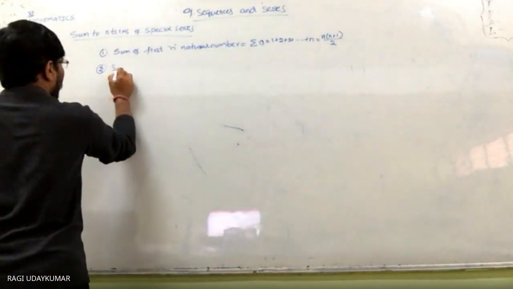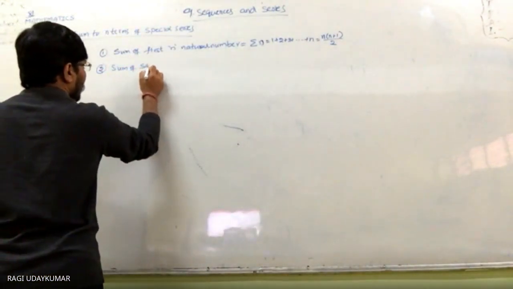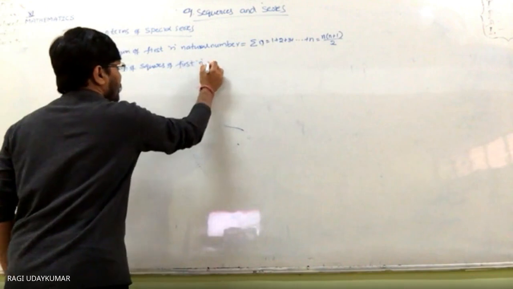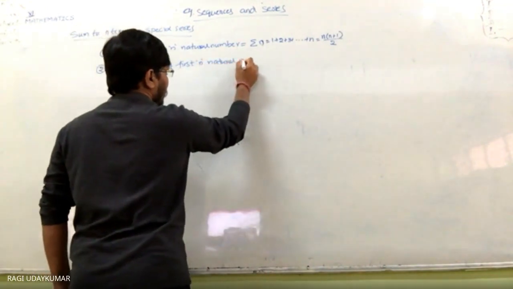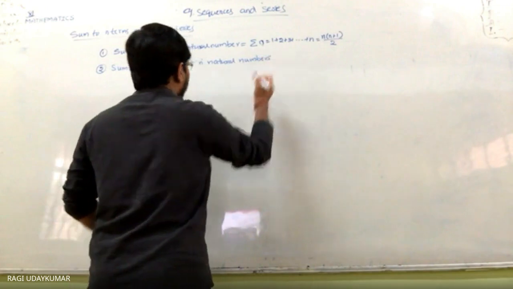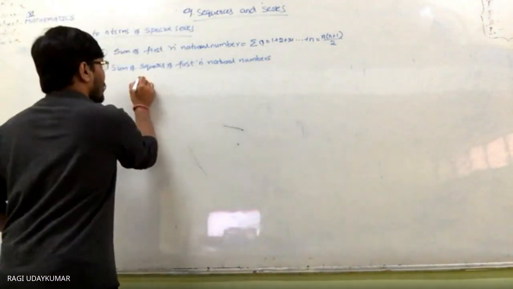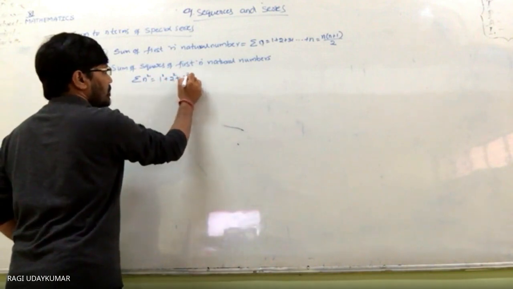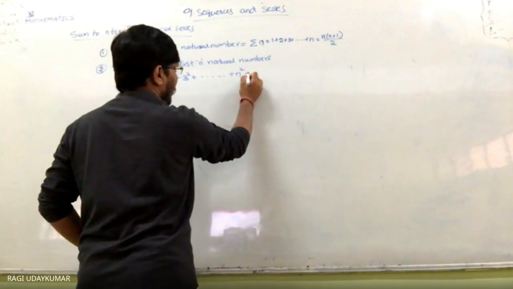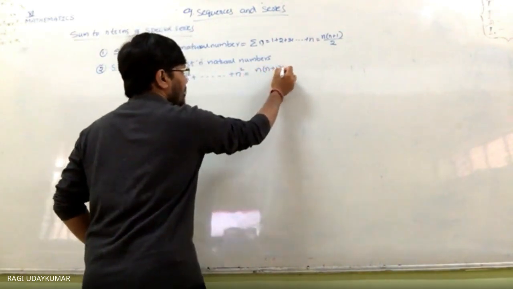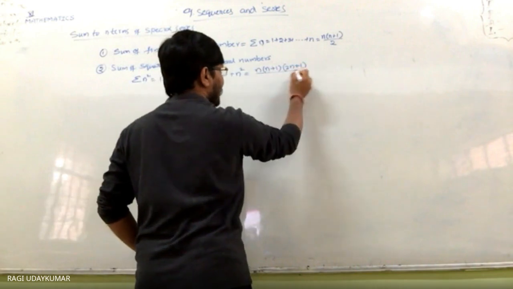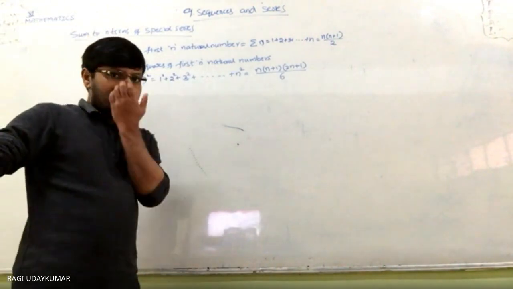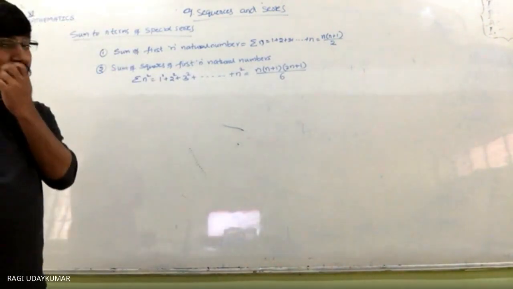The second one is the sum of the squares of the first n natural numbers. That is represented by sigma n square, which is 1 square, 2 square, 3 square, and so on till n square. This equals n into n plus 1 into 2n plus 1 by 6. So this is the sum of the squares of the first n natural numbers.